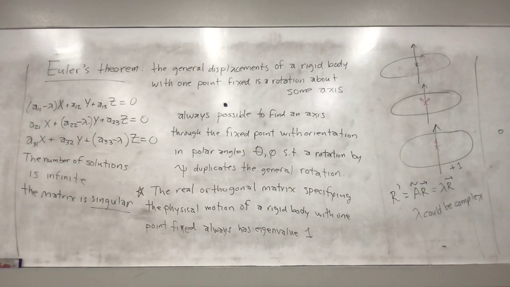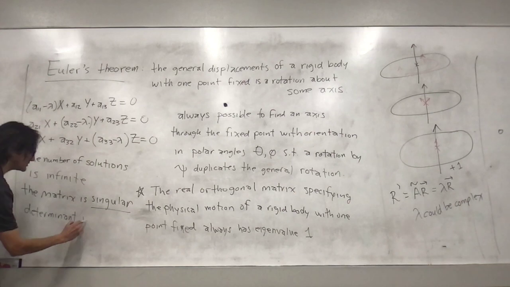So a singular matrix has either 0 solutions or an infinite number of solutions. And the determinant of such a matrix is what? Zero. Good.